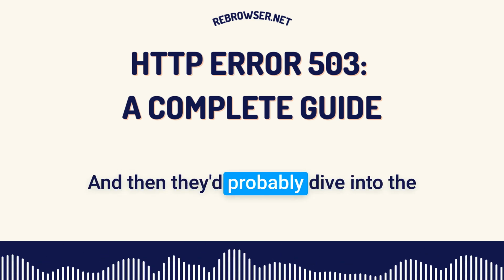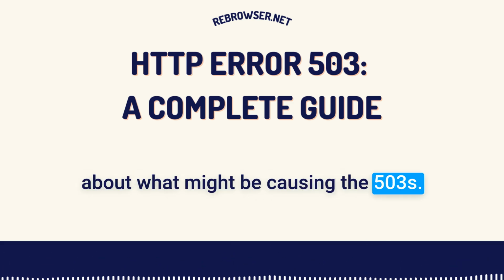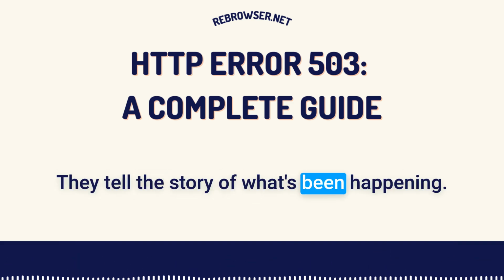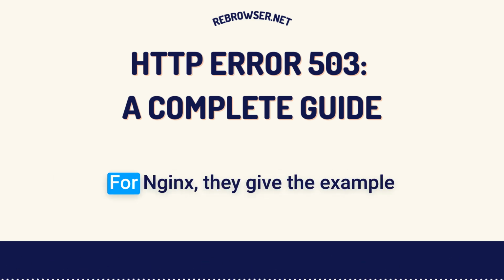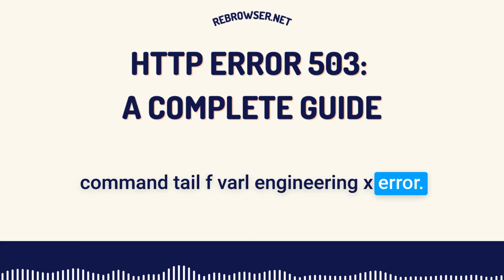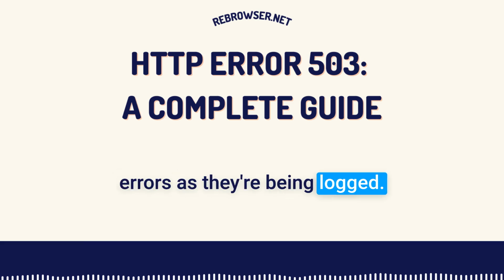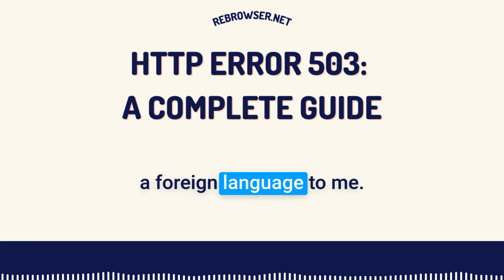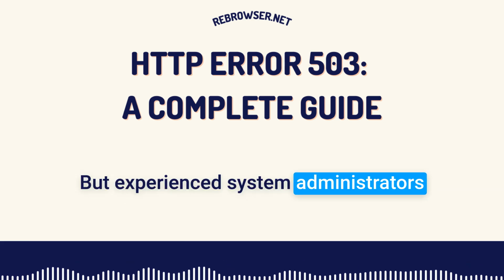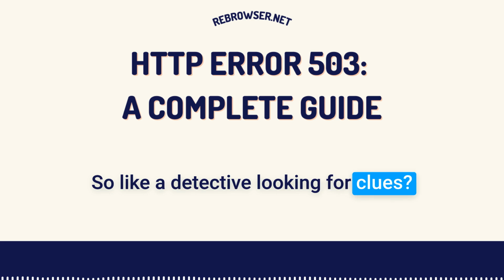Exactly. And then they'd probably dive into the server error logs looking for clues about what might be causing the 503s. So those logs are like the server's diary, right? Yeah. They tell the story of what's been happening. Yeah, pretty much. For Nginx, they give the example command tail -f /var/log/nginx/error.log, which lets them see the newest errors as they're being logged. Those logs probably look like a foreign language to me. They can be a bit cryptic, yeah. But experienced system administrators can usually decipher them and figure out what's going on. So like a detective looking for clues.